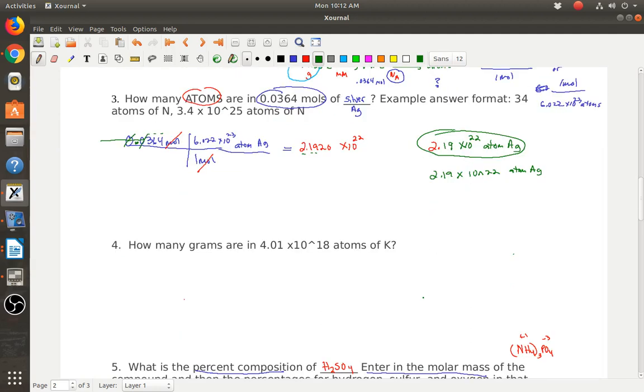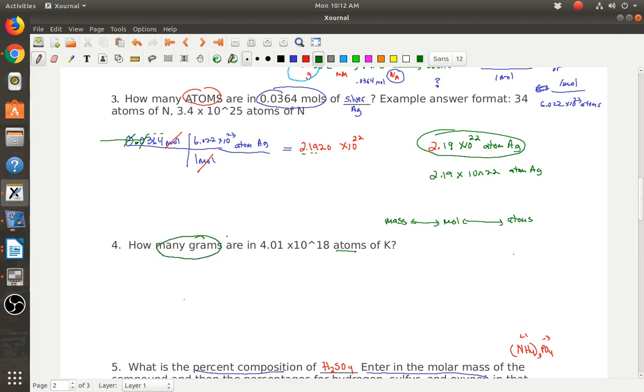How many grams? All right, I'm going to write the pathway again. And now you notice how I'm writing this pathway over and over? Because it helps you to organize your thoughts. We have atoms this time. So my particles in this case are atoms. Remember, these particles can be atoms, molecules, protons. They cannot be grams. Okay? So how many grams?